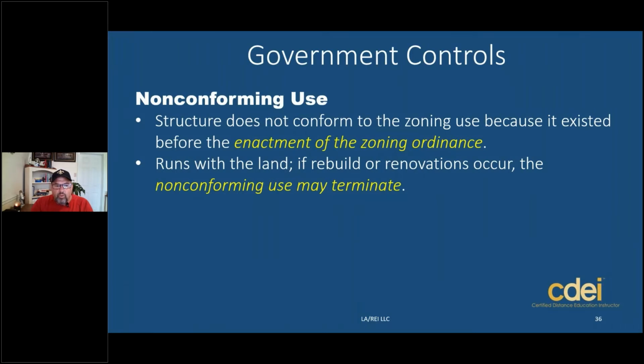All right, so let's dive into non-conforming use, conditional use permit, and variance. Now, what is a non-conforming use? Just like the term says, non-conforming means it doesn't conform to the current standards of building codes.